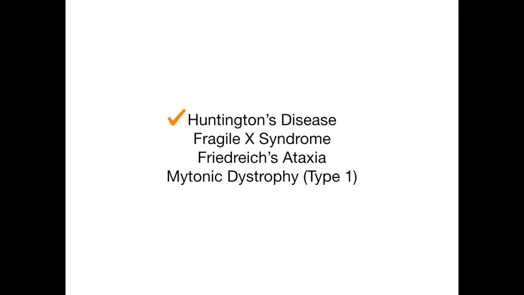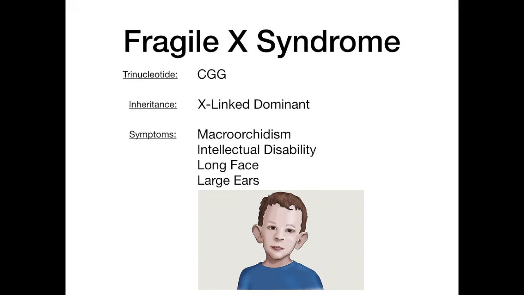Let's now talk about Fragile X syndrome. So Fragile X syndrome, the trinucleotide repeat is CGG. And this is an X-linked dominant disease, which is pretty easy to remember because in the name of the disease, you see the giant letter X. So this is X-linked dominant. The symptoms include macroorchidism, intellectual disability, long face, and large ears.